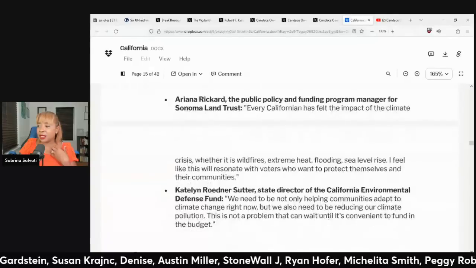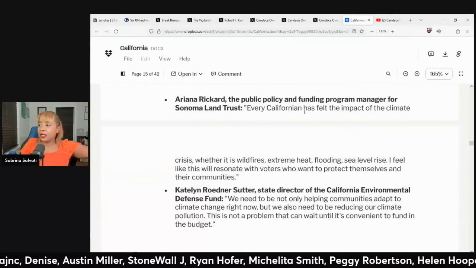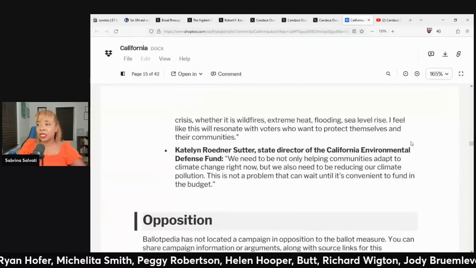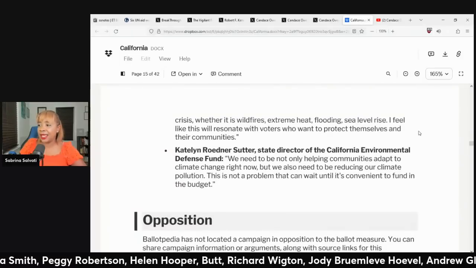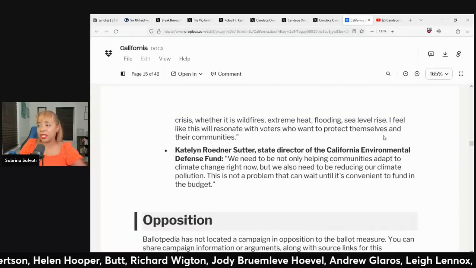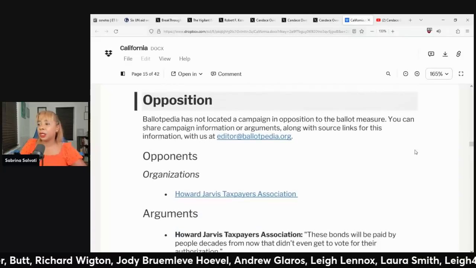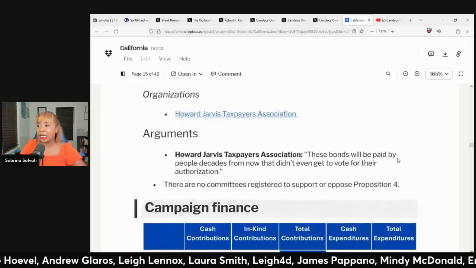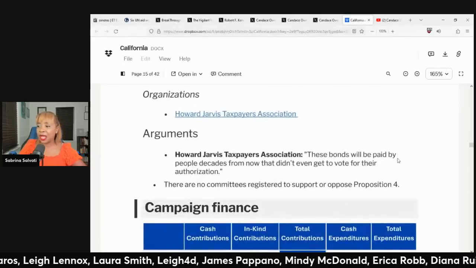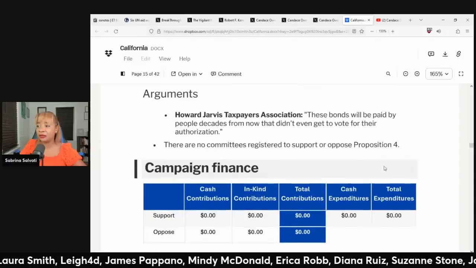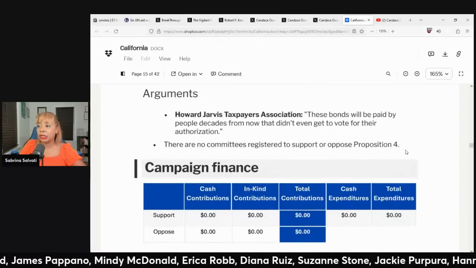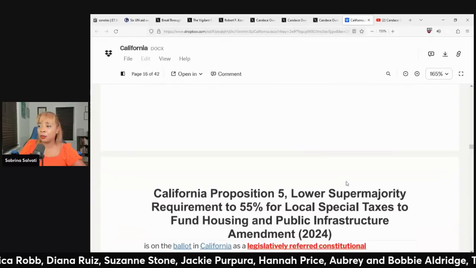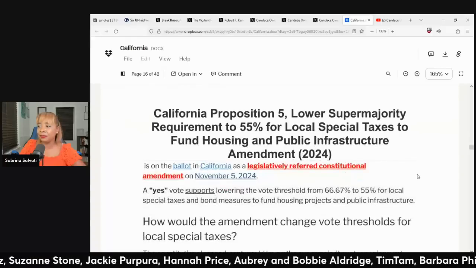One of the arguments here: every Californian has felt the impact of the climate crisis, whether it's wildfires, extreme heat, flooding, or sea level rise. I feel like this will resonate with voters who want to protect themselves and their communities. Who's opposed to it? The Howard Jarvis Taxpayers Association. Now they're saying these bonds will be paid by people decades from now that didn't even get to vote for their authorization. So there is no campaign finance money spent to support or oppose it at this point in time.